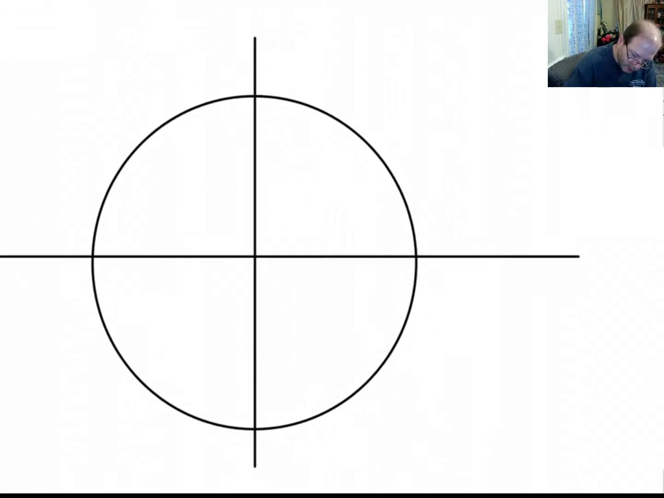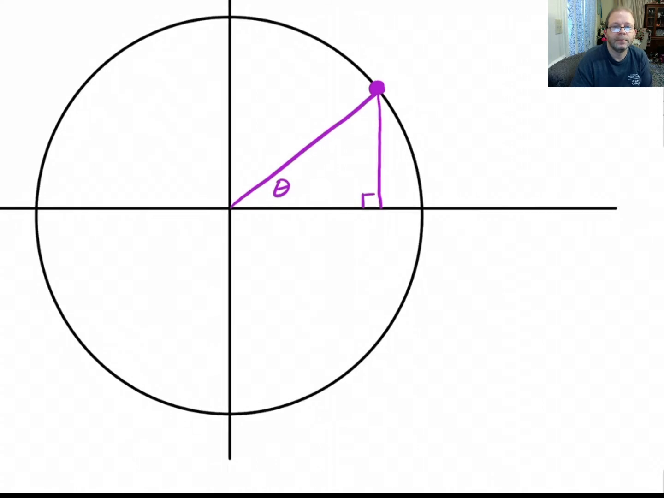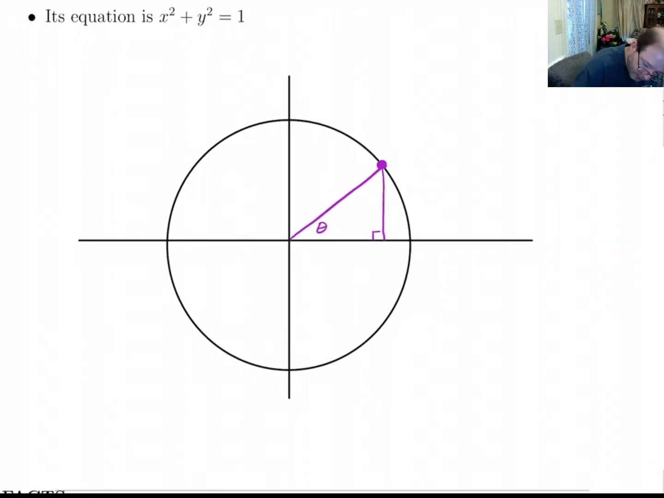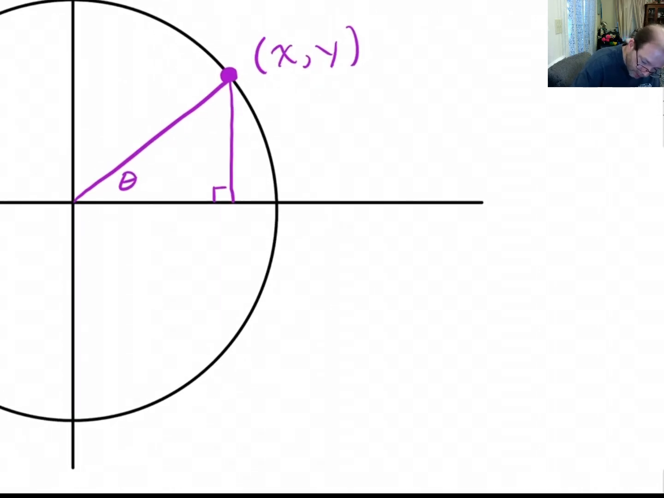So what I want to do is pick a number. I'm going to start with a number here on the unit circle. I'm going to draw in the angle going from the origin up to there, and I'm going to call that angle theta. And I'm going to drop this down so that we get a right triangle. Now any point that's on here, I can call it xy, and it satisfies x squared plus y squared equals 1.